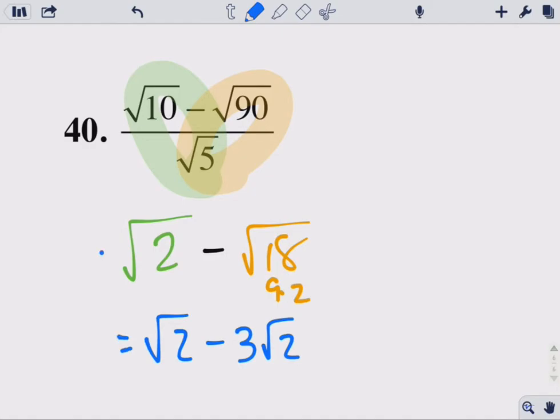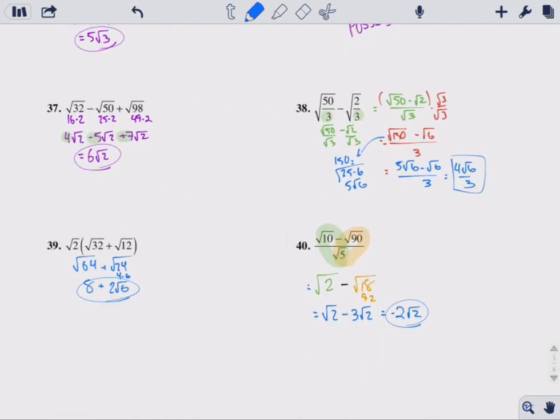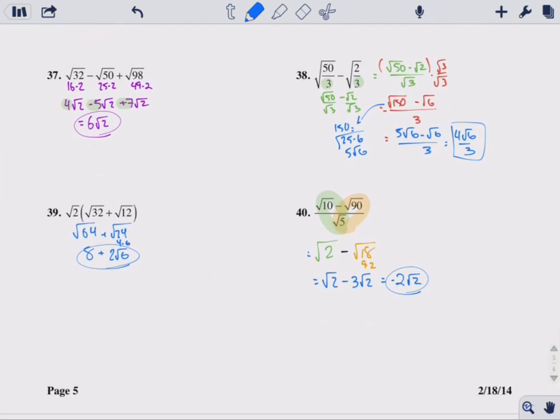And guess what? I've got 1 root 2 minus 3 root 2, so that's 1 minus 3, which is negative 2 square root of 2. That's it for page 5. Page 6 will be coming up next.